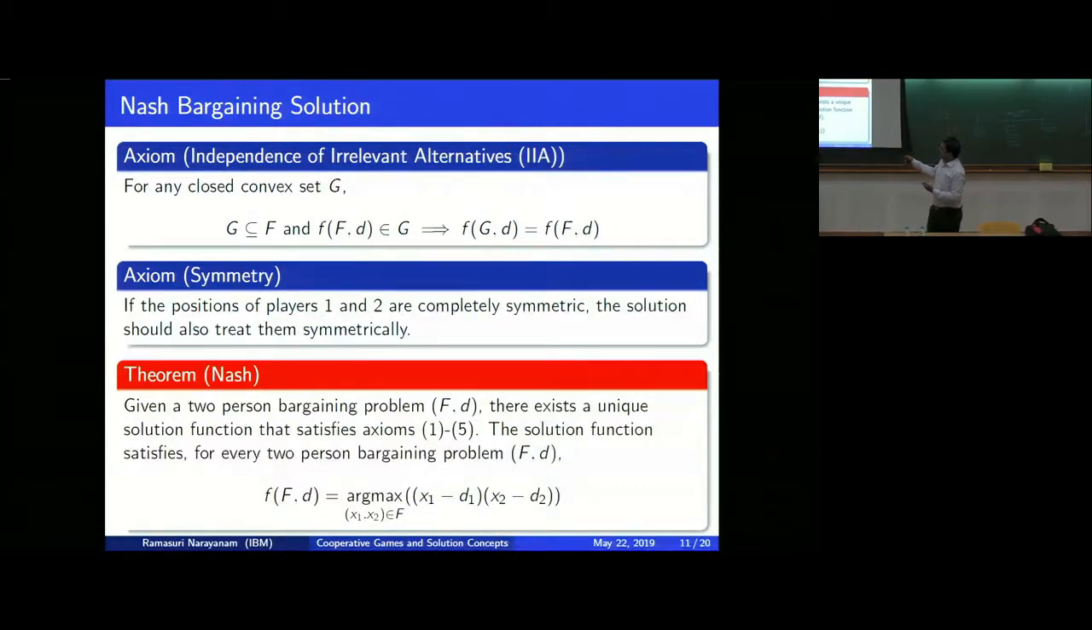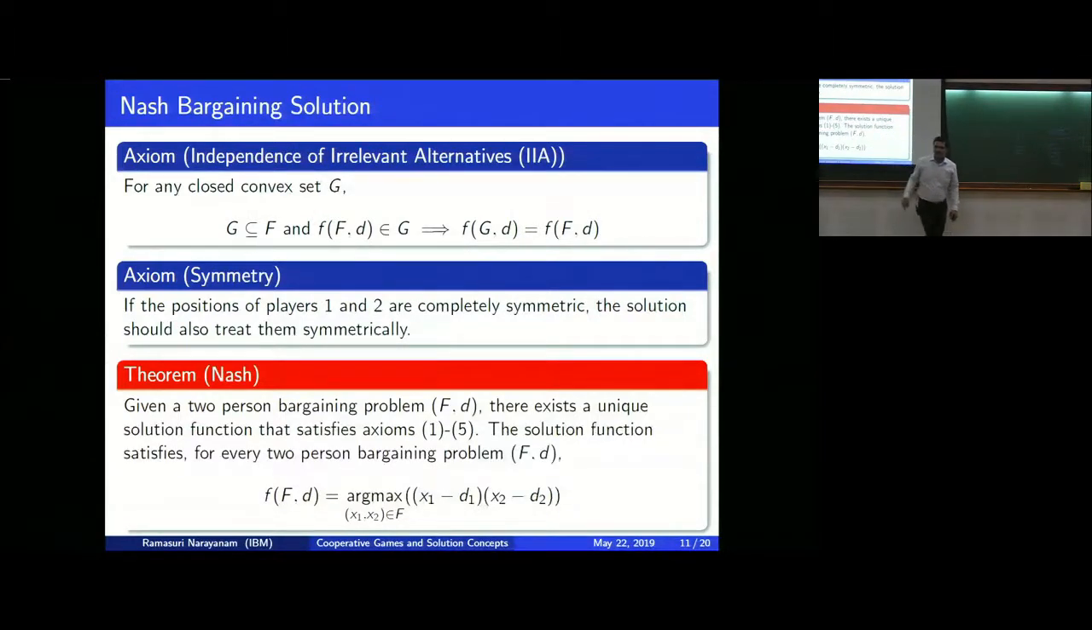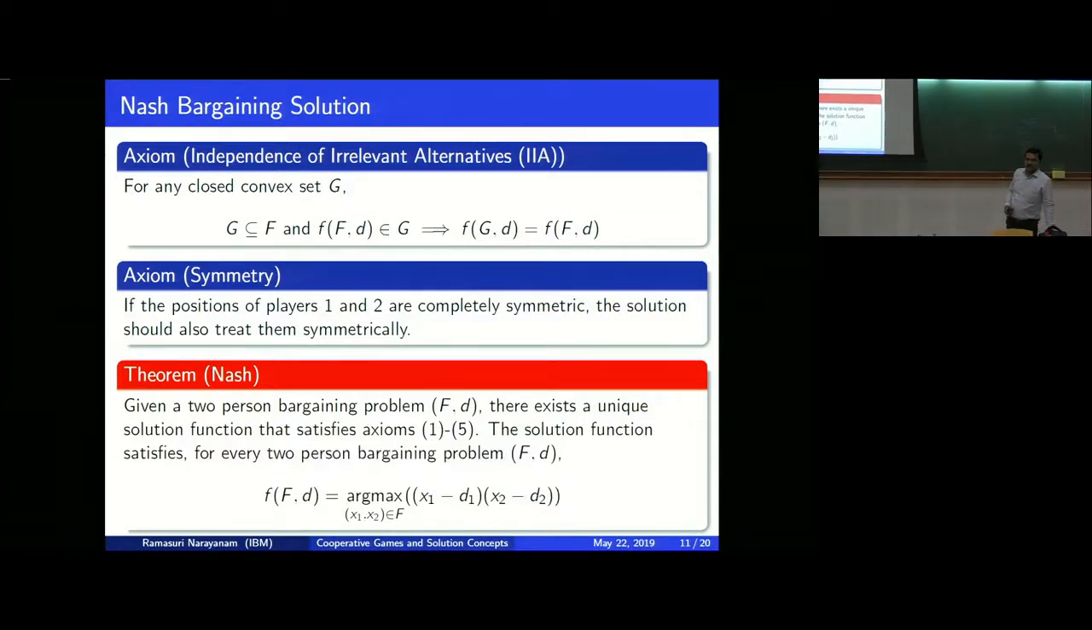The Nash bargaining solution theorem says that for any 2-person bargaining problem instance F comma D, there exists a unique solution function that satisfies axioms 1 to 5, all these 5 axioms. And the solution function satisfies, for any 2-person bargaining problem, this. So any point that maximizes this satisfies all these axioms. That is the final takeaway.